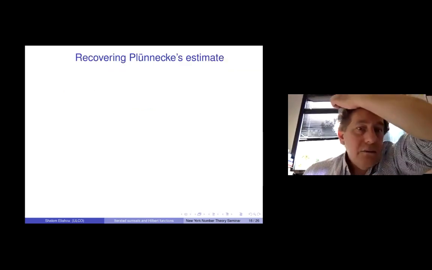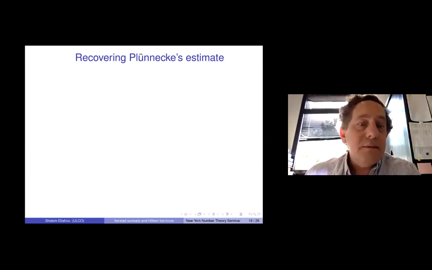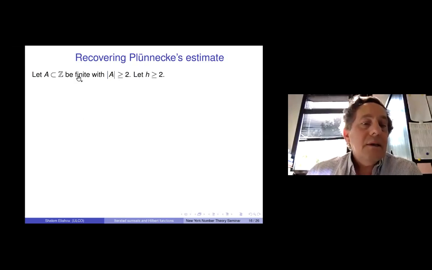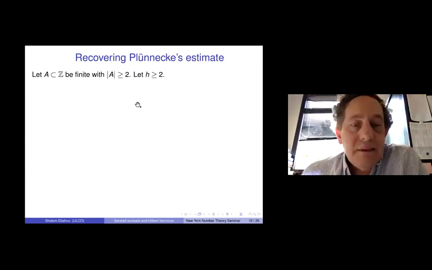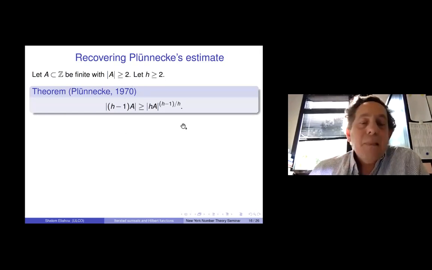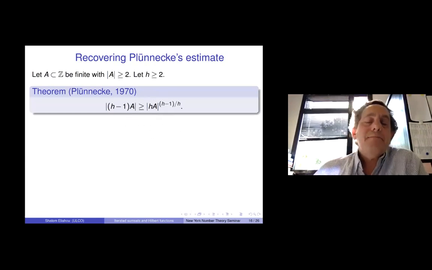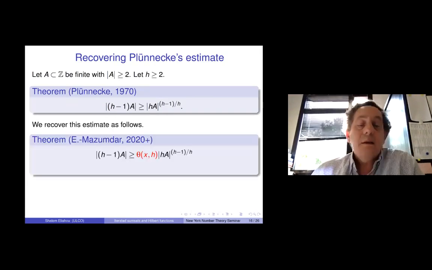So I promised that we would recover Plünnecke's estimate and later on improve it. So take A in Z, it could in fact be any abelian group here. In fact, take any finite subset of an abelian group, and let h be at least 2. Then recall this was the estimate by Plünnecke, a lower bound for (h-1)A in terms of hA.